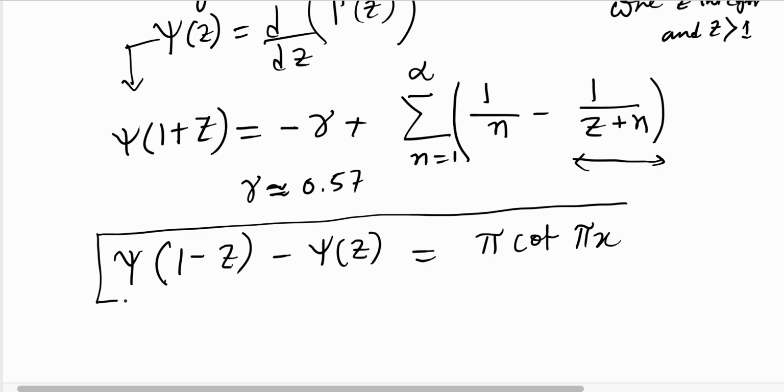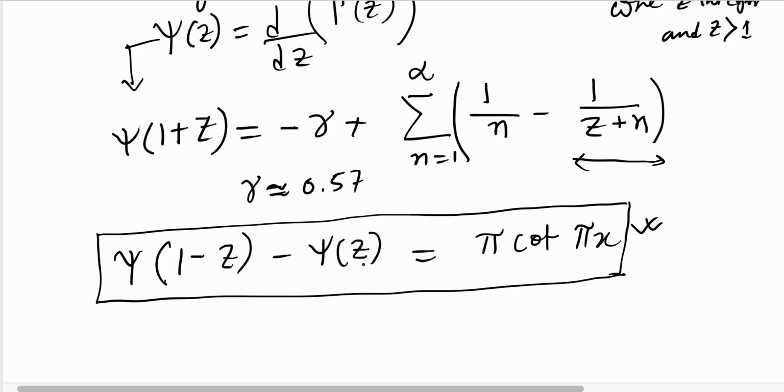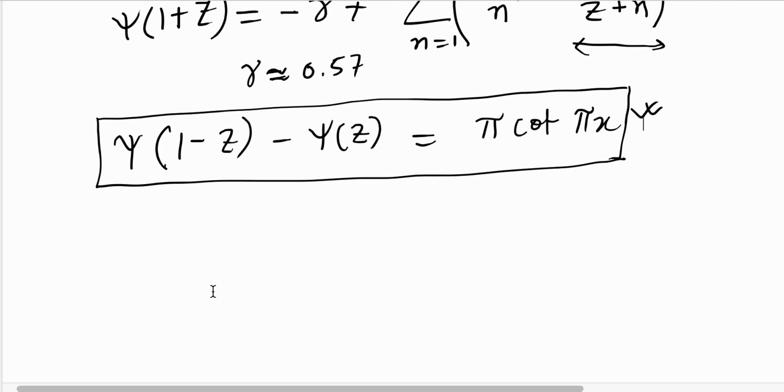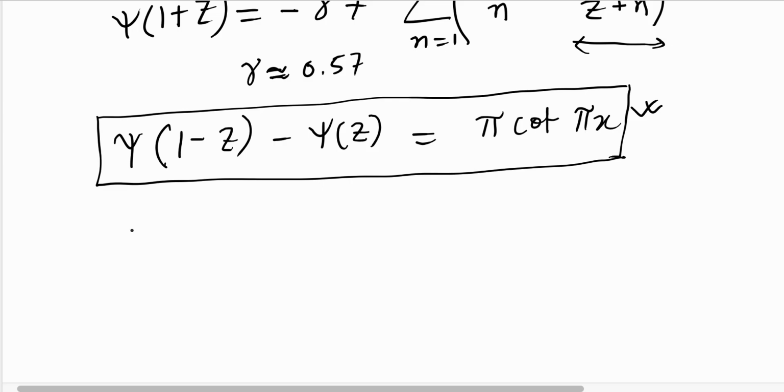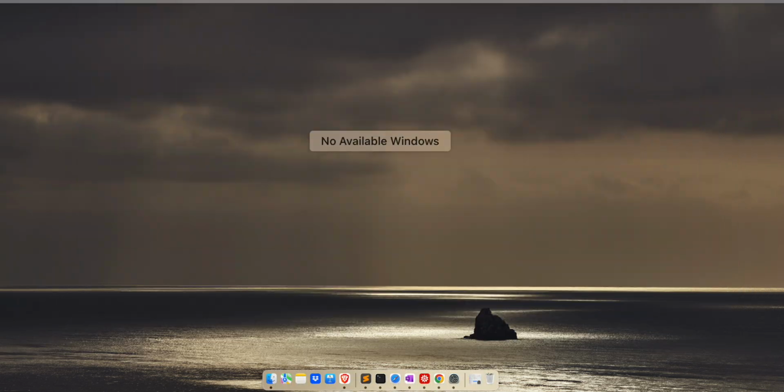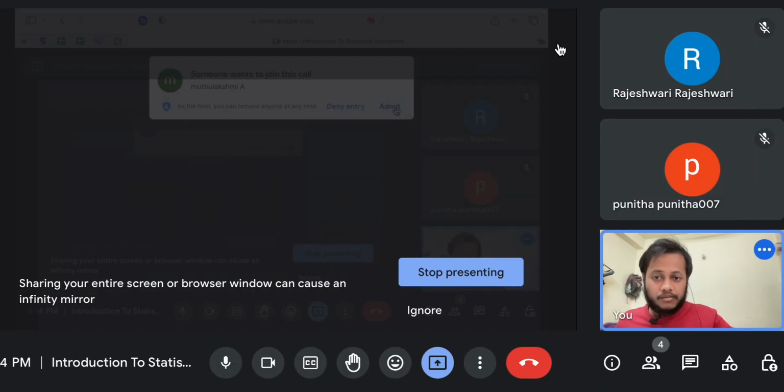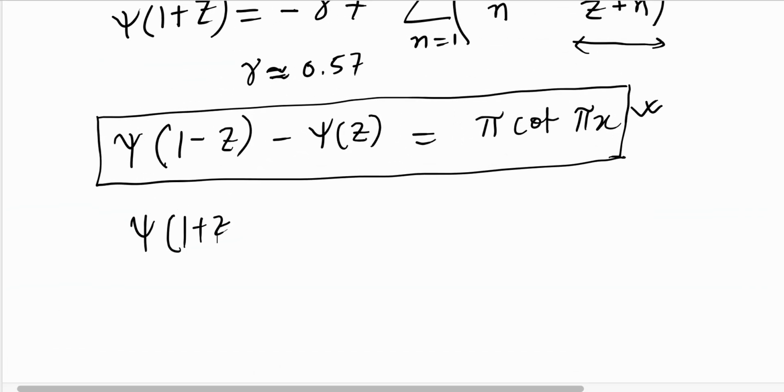Later you will see that we will use this relation, and there is another relation we also need: psi of 1 plus z is equal to psi of z plus 1 by z.